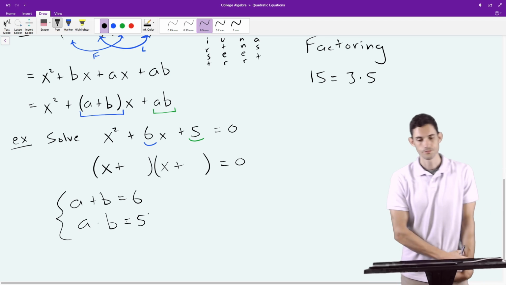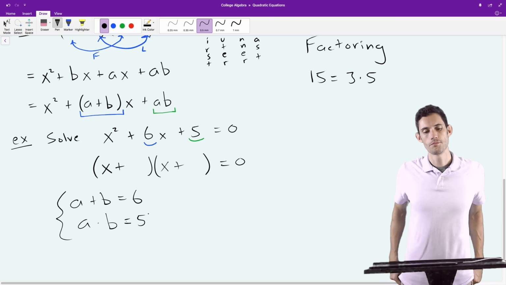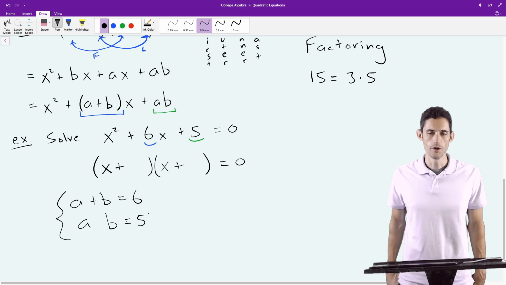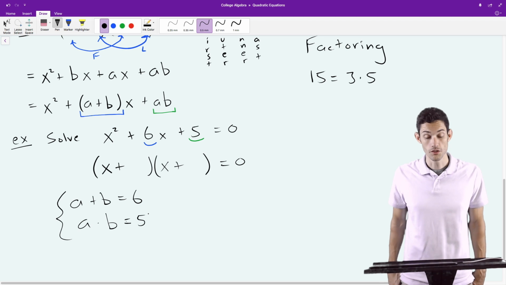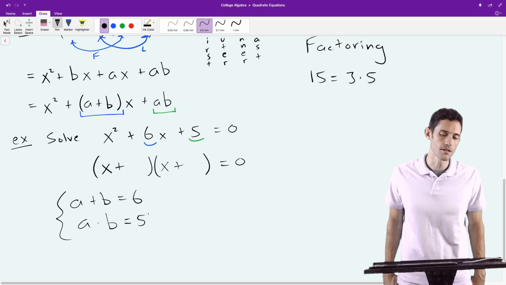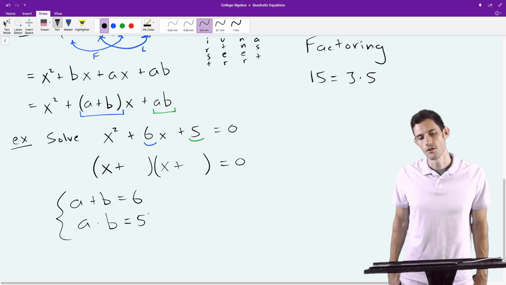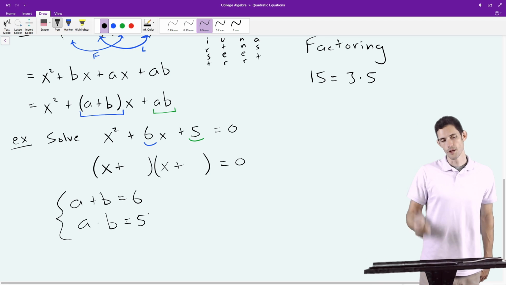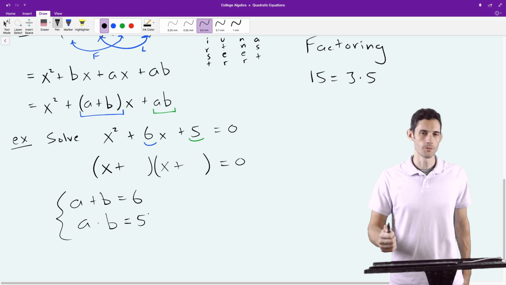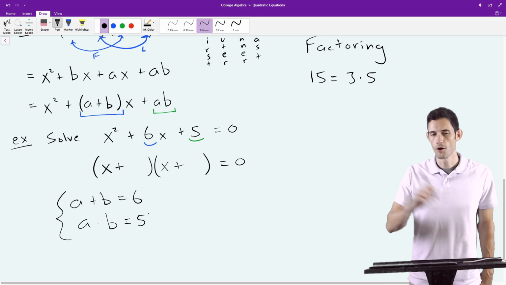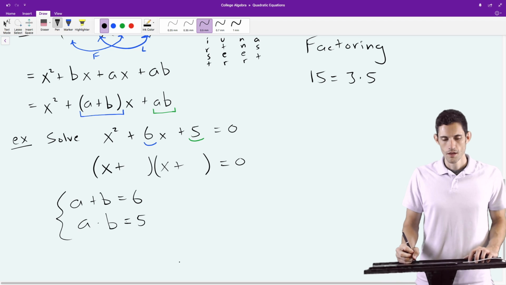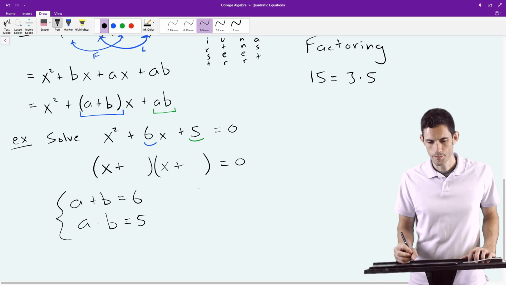So at this point you just need to think of two numbers, a and b, such that when you add them together you get 6 and when you multiply them together you get 5. And just keep in mind that you're probably getting a homework problem out of a textbook and they're not going to make it some horrible decimal number that you would never be able to think of. So let's just list some possibilities.